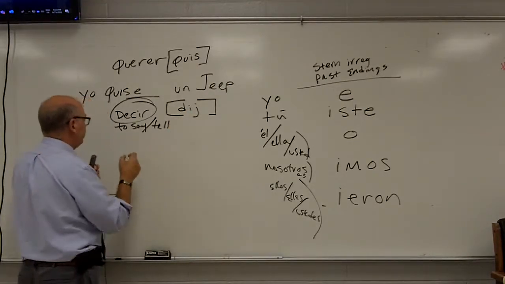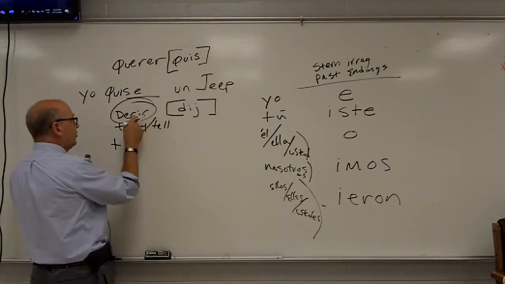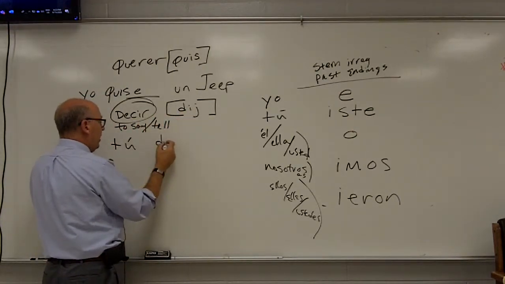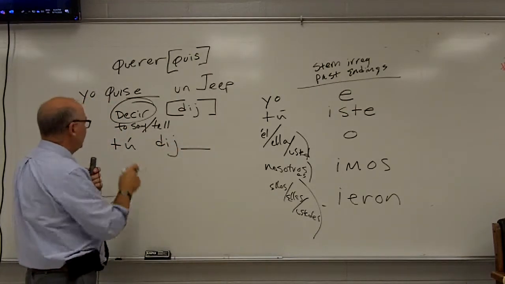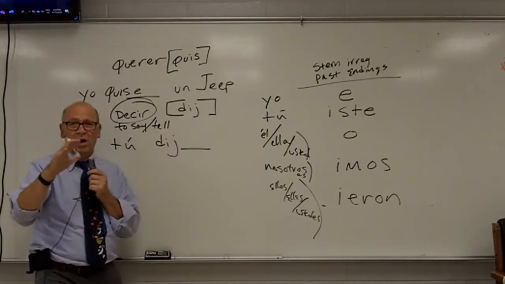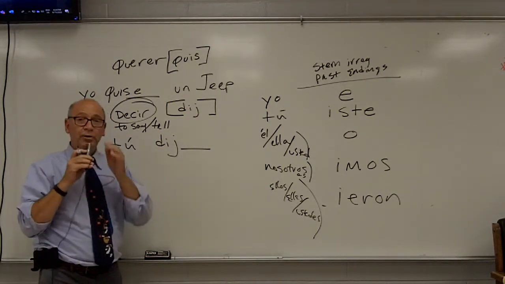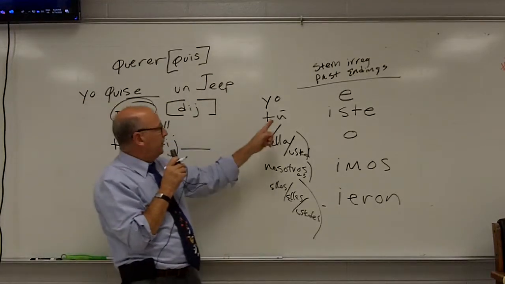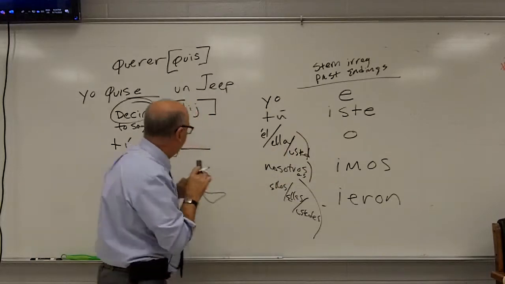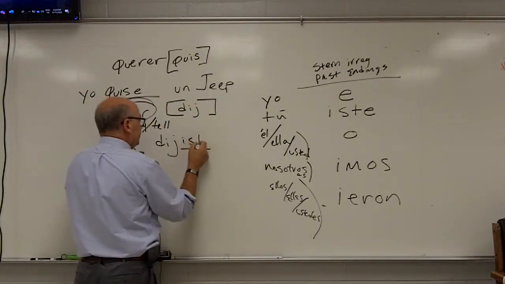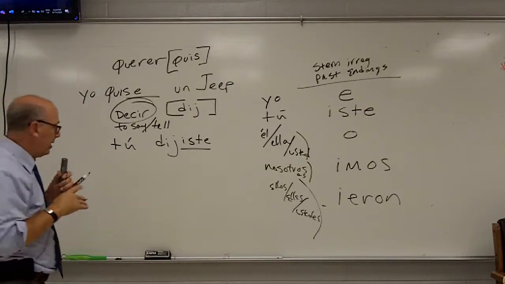You said, we're not starting with that, we're starting with the D-I-J. Now we got to have an ending, all right? To D-I-J, what? Now what do I do? Well, you go to your endings for your irregular stems over here. Tú dijiste. Tú dijiste. Very good.